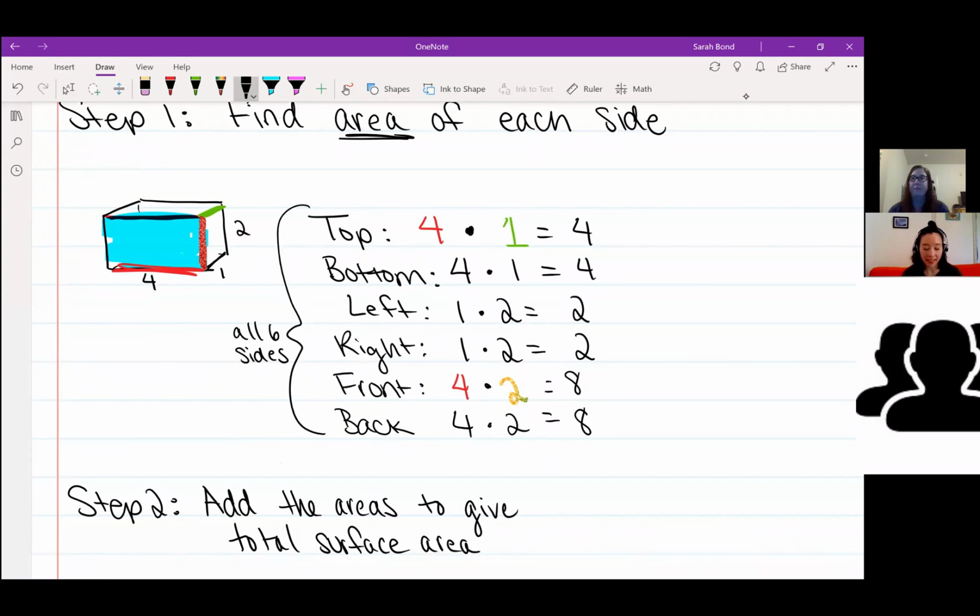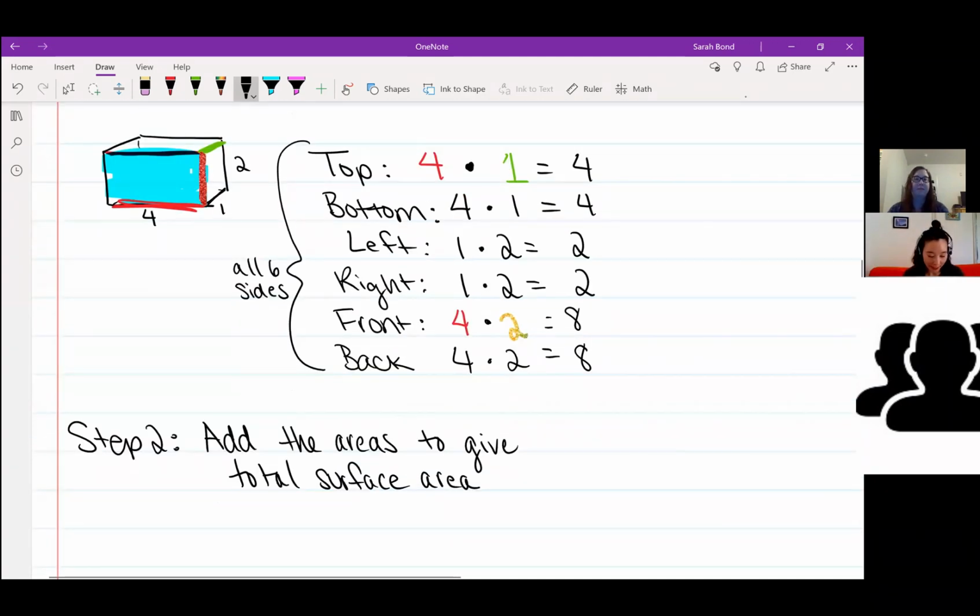So we want to add the areas to give the total surface area. So the surface area is important because if you have a box and you want to think about, well, how much cardboard do I need to make this box to hold Cheez-Its, I would be finding the surface area. The volume is how many Cheez-Its the box can hold. So they're both related to the box, but they're different parts of the box. One is on the outside, the cardboard, one is on the inside, the Cheez-Its.